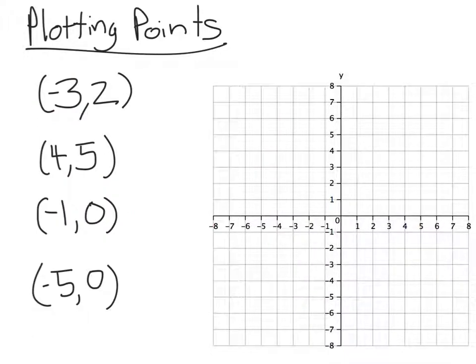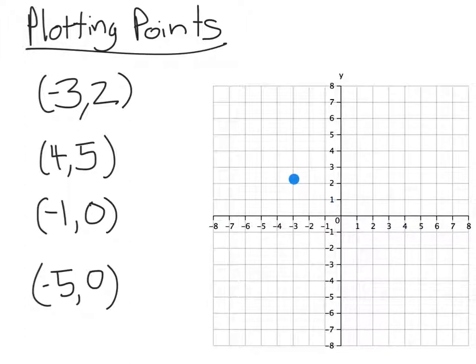Here I'm going to show you how to plot some points or ordered pairs. Starting with the first one, negative 3, 2. These coordinates tell us to go negative 3 in the x direction, which is left 3, and positive 2 in the y direction, which is up 2. So from 0, 0, the origin, we're going to go left 3 and up 2, and that will be where our point is located. So roughly, left 3, up 2, about there.